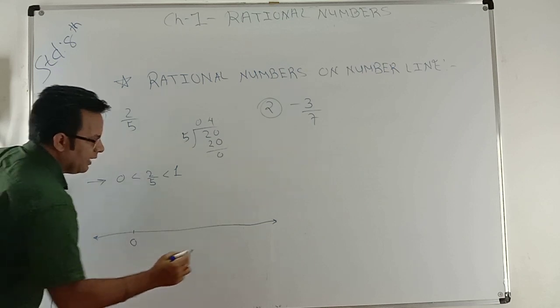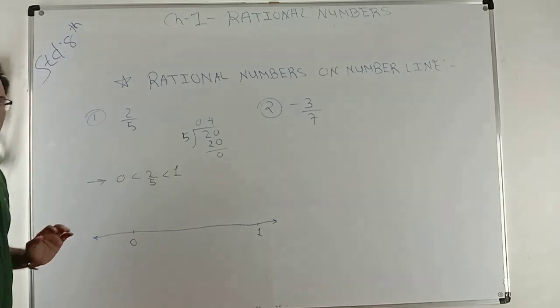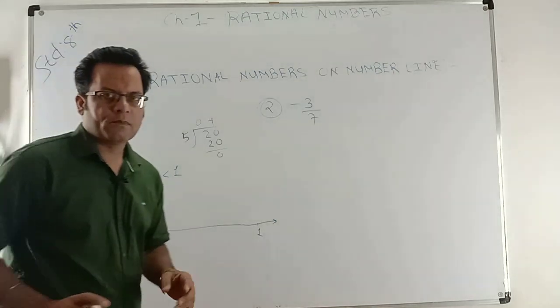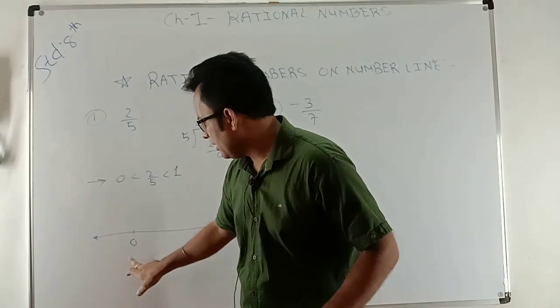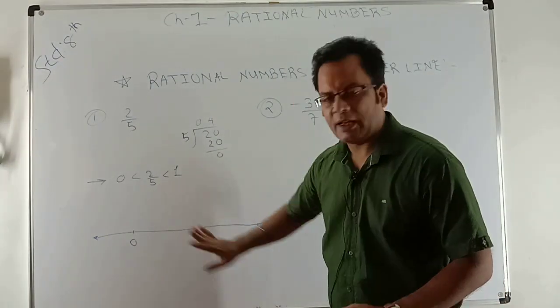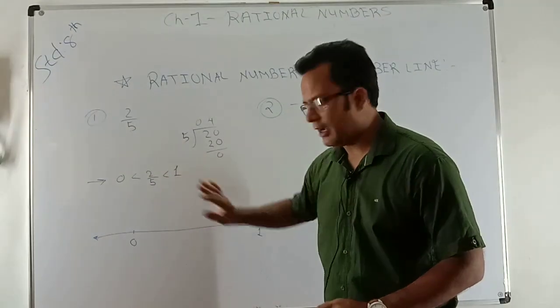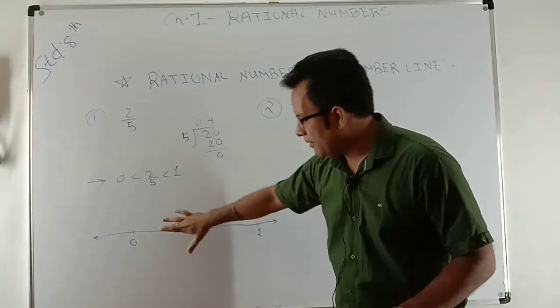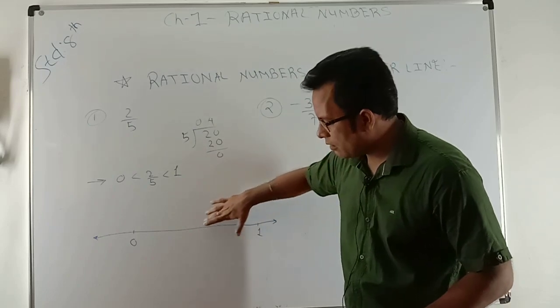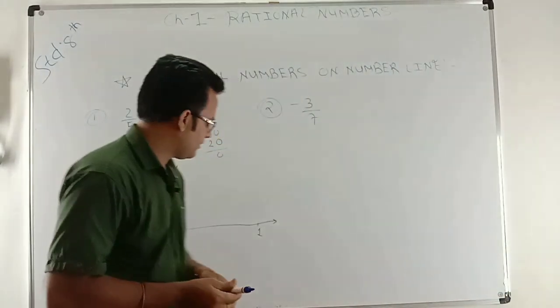0 and 1. Your number is lying between 0 and 1. Now you check the denominator of your given number, that is 5. So you have to divide this part between 0 and 1 into 5 equal parts.